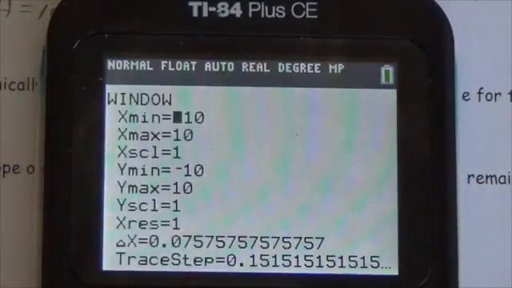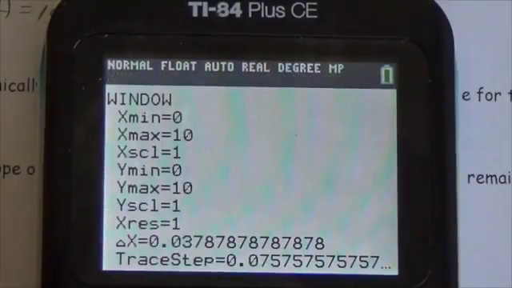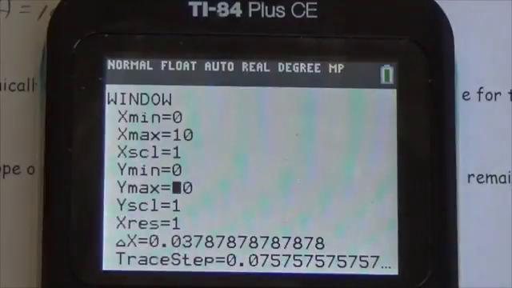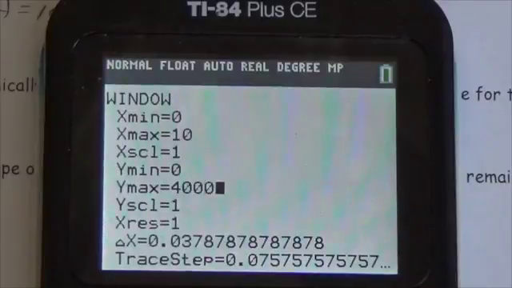So now in my window settings, it doesn't make sense to talk about negative time. It also doesn't make sense to talk about negative value. I don't know how long it's going to take, so I'll leave x max as 10. But my y max has got to be way bigger than 10. At least $3,000 to see where they overlap. So let's make that maybe 4,000. Hopefully that'll be enough to see the overlap there.